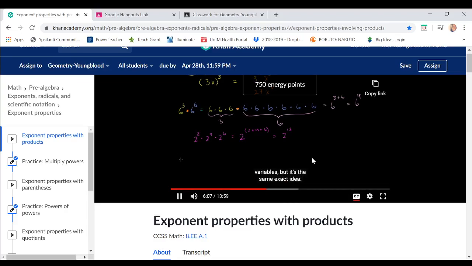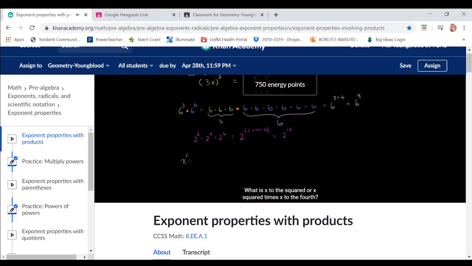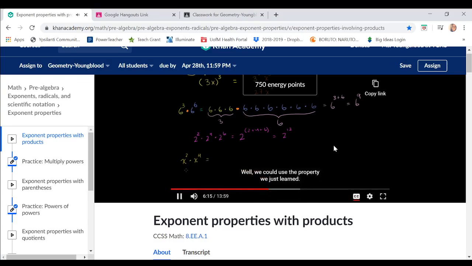What is x squared times x to the 4th? Well, we could use the property we just learned. Okay, so I want you guys to think about that. All he did was change the base to a variable, but the idea is still the same. How would you simplify x squared times x to the 4th? So let's see how Sal finishes this problem.